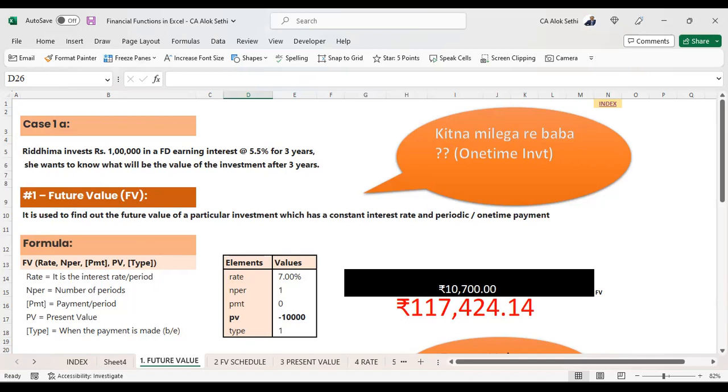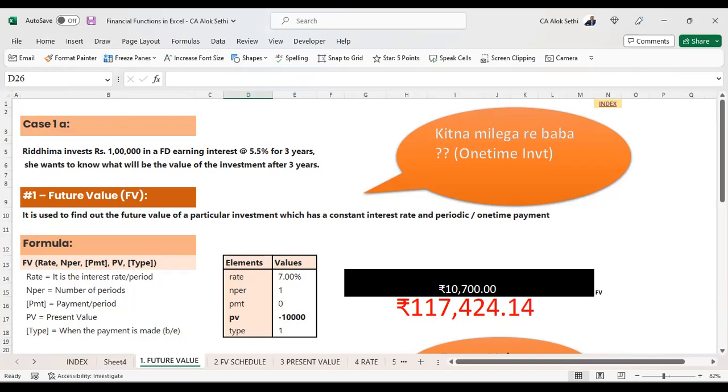Interest rate same है और एक ही बार आप पेमेंट कर रहे हैं, तब आप FV का फंक्शन काम में ले सकते हैं. But if the rate is changing or our time period is changing or we are making multiple time investments, then we cannot use FV.